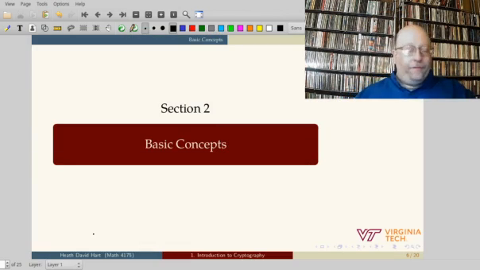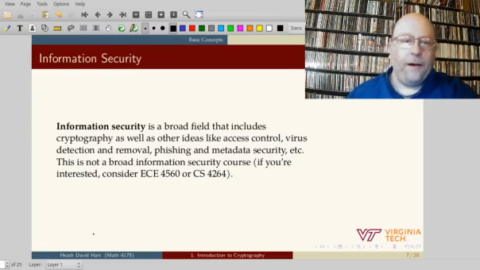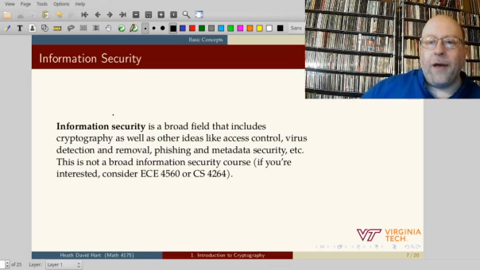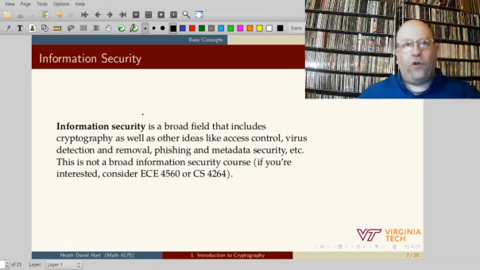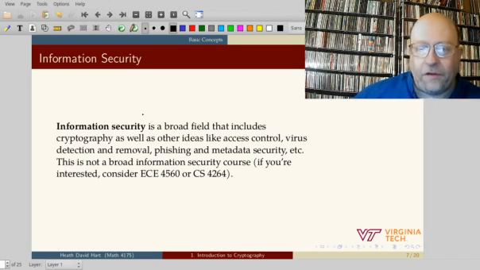All right, so let's go ahead and dig in. We're going to go through some terminology here and then look at two examples of crypto systems today. When we talk about information security, we're talking about a very broad field that not only includes cryptography, but other ideas like access control and virus detection and phishing and metadata and lots of other issues as well as cryptography.